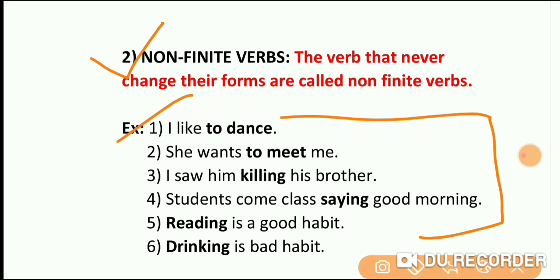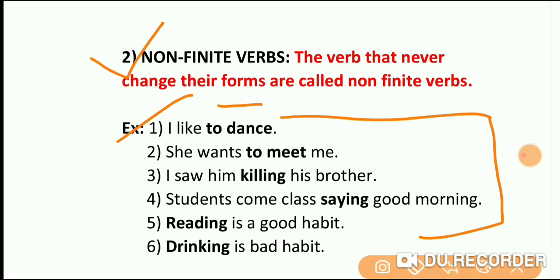I like to dance. Here the verb is followed by to plus verb. Here you can see to and dance. I like to dance. I like to play. I like to jump. I like to sing. So you can use any base form of verb with to. That becomes infinitives. In non-finite verbs, the first type is infinitives.